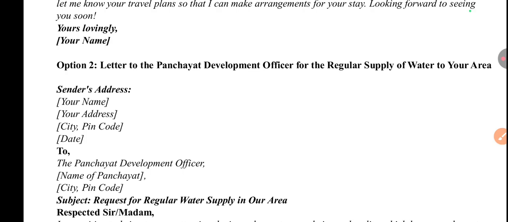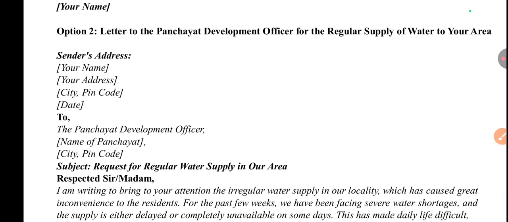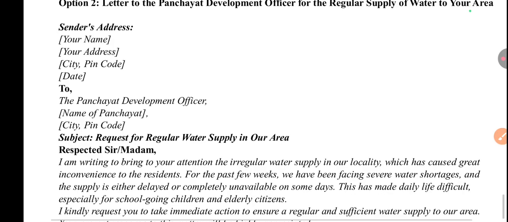Okay, they have asked two letter-type questions. You can write any one letter here. A letter to the Panchayat Development Officer for the regular supply of water to your area. Okay, sender's address, your name, your address, city, pin code, date. To the Panchayat Development Officer, name of the Panchayat, city, pin code. Subject: request for a regular water supply in our area.